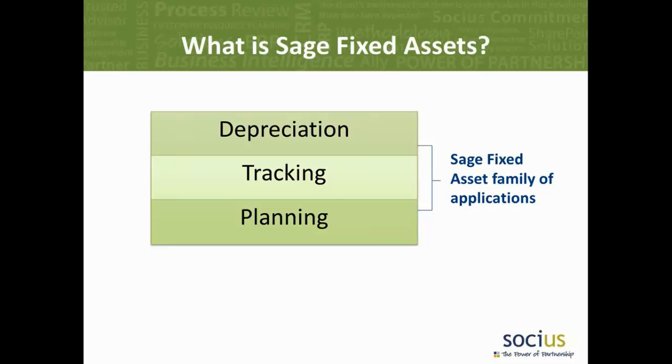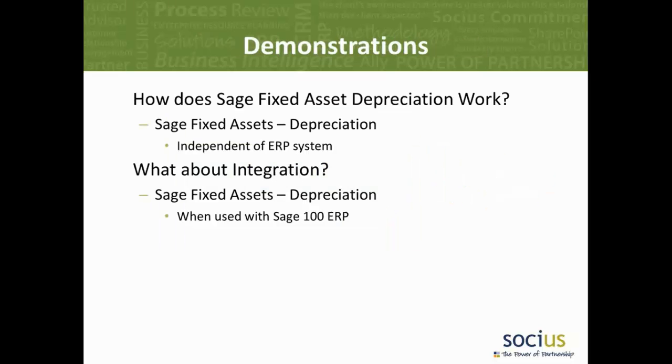Then once that project is complete, you want to convert it to a capital asset that may or may not be depreciated. Then it will tie together with the Sage Fixed Assets depreciation module. So they all work together. They all share the same database if you're using them, and they can all be used individually.